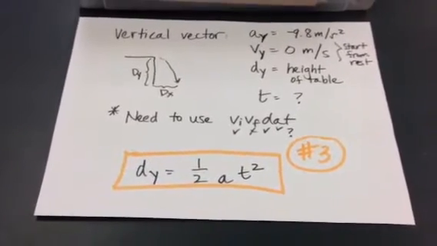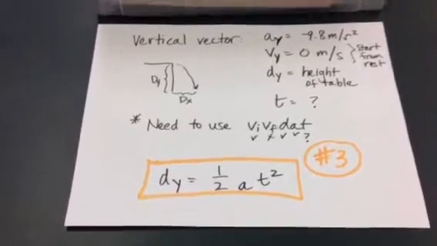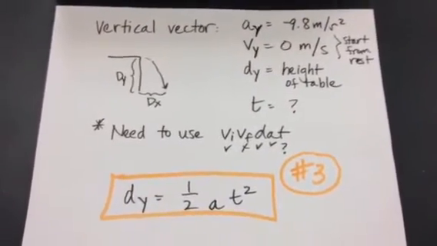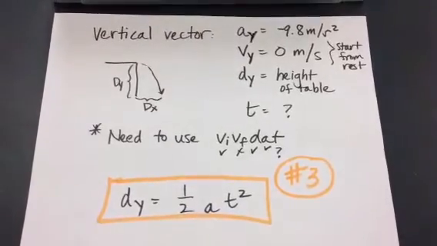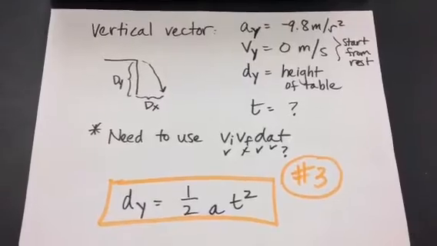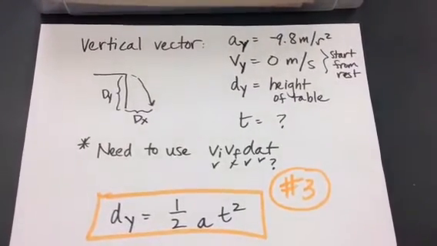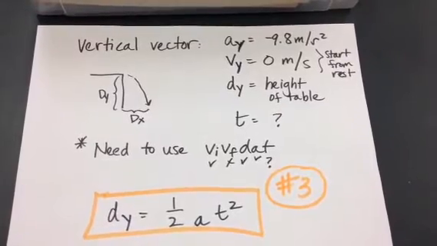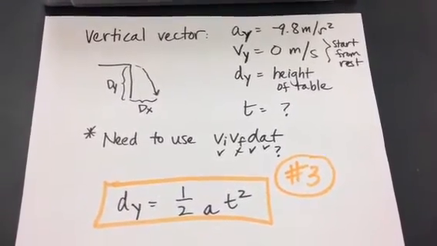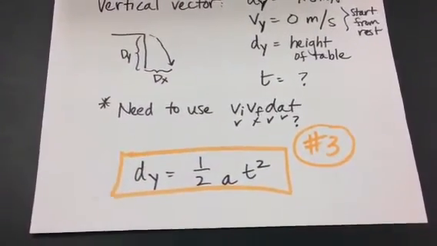Okay, for this next section on our projecting trajectories lab, we are dealing with the vertical motion. So we have negative 9.8 meters per second squared, which will be our acceleration due to gravity. We don't use negative 10. Our vertical velocity is 0, since we're assuming that the ball does not start moving vertically until it leaves the table, and so prior to that it has a 0 velocity. dy will be the height of the table, and time is what we need to determine.